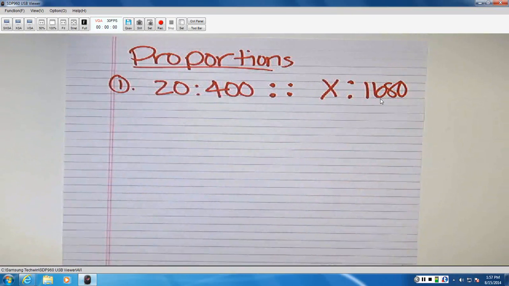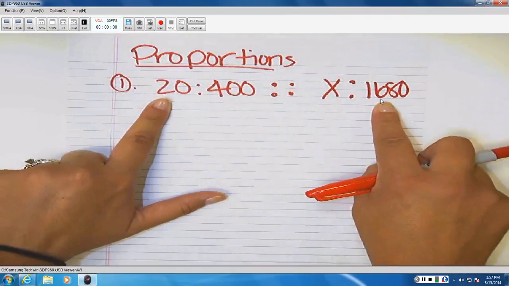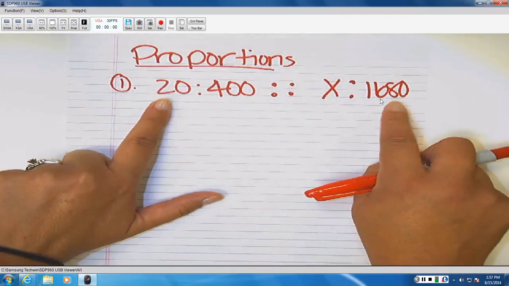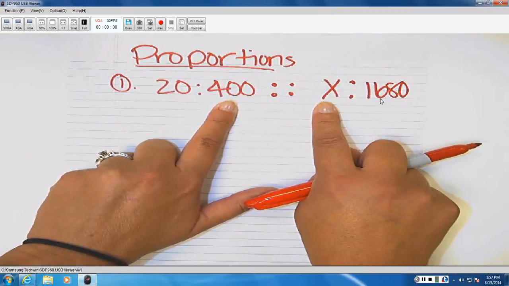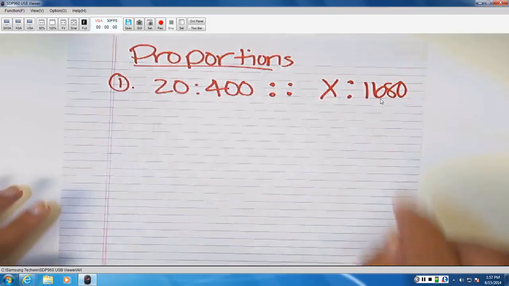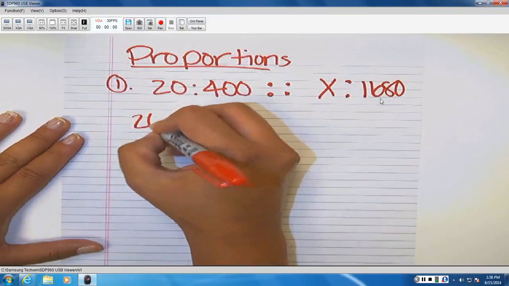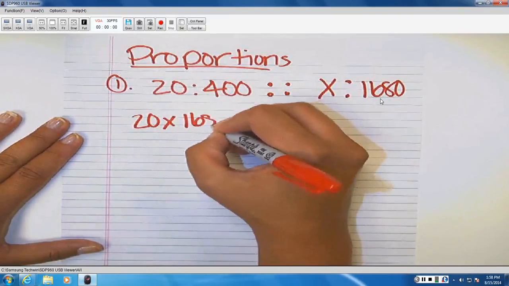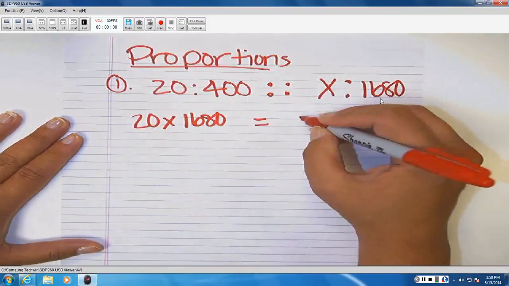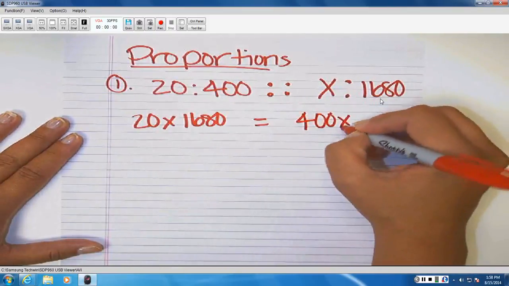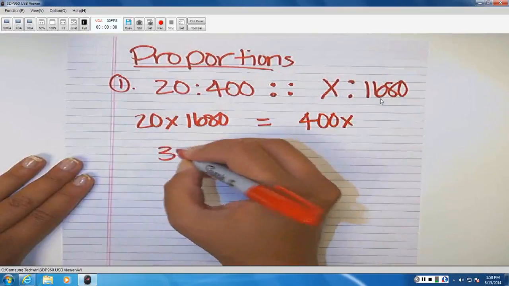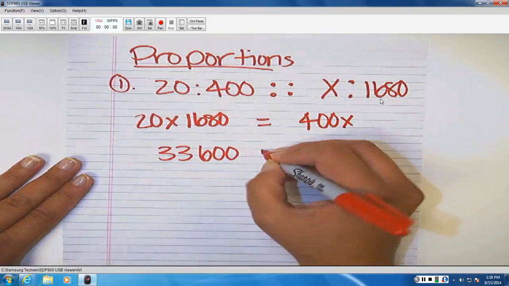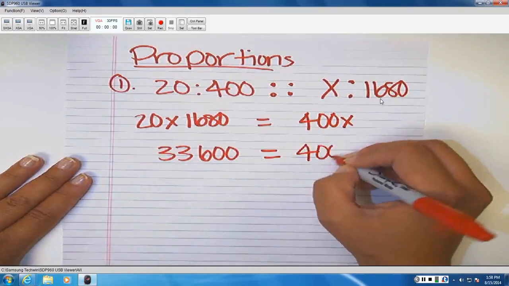In order to do that, we're going to take the two outer numbers, which are called your extremes, and we're going to multiply them together. And then we're going to take the two inner numbers, which are the means, and we're going to multiply them together. So I'll set up our equation, which is going to be 20 times 1,680 equals 400x. I'm just going to do my simple math. 20 times 1,680 equals 33,600. And I know that that equals 400x.